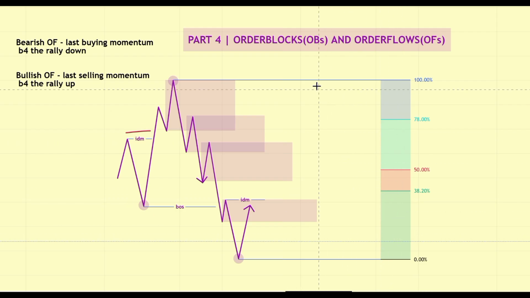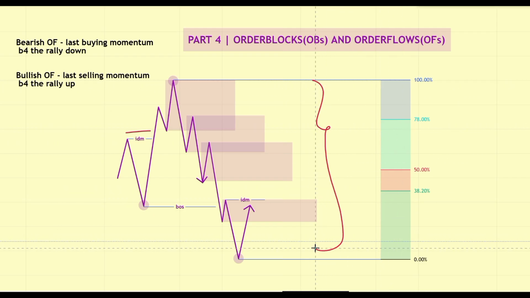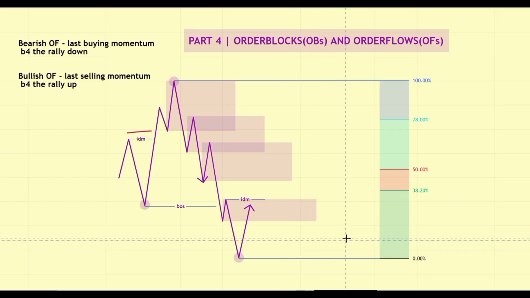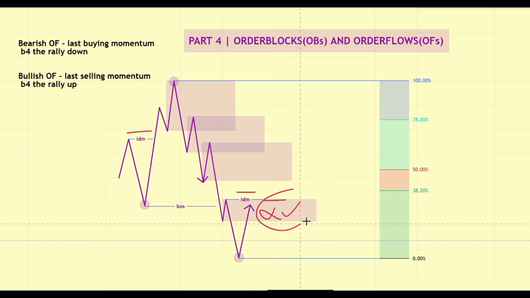Now you have mapped all the order flows available, but how can we know which one to trade from, which one is valid and which is not? In this case, you will only consider the POIs that are unmitigated. Also, any POI, order flow or order block that comes before the inducement is a trap. Here is the inducement, and this order flow comes before it. It's considered a smart money trap.